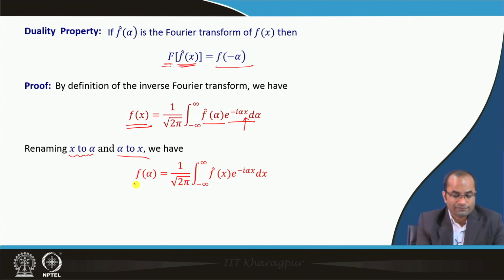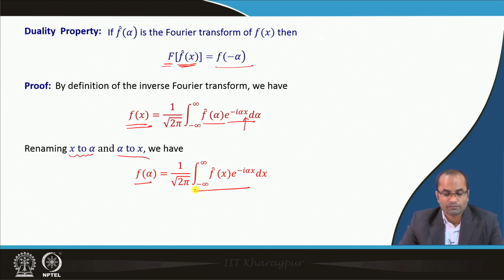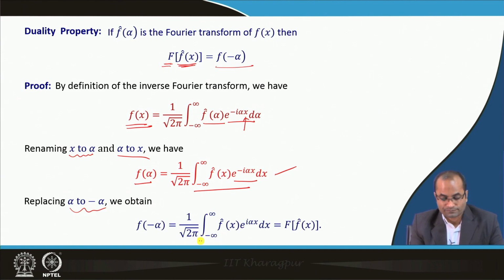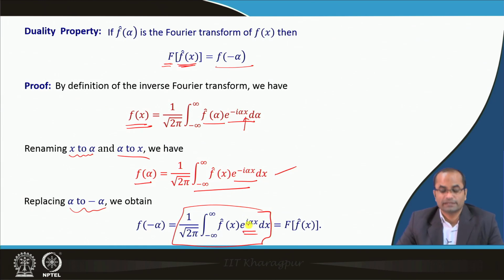So, we have here f(alpha) is equal to 1 over square root 2 pi, integral from minus infinity to plus infinity of f hat(x) e to the power minus i alpha x dx. And now, we just replace this alpha by minus alpha. So, we have now the definition of the Fourier transform, because in the Fourier transform we are taking the positive sign there, i alpha x, we have f hat x. So, this is the Fourier transform of this f hat x.